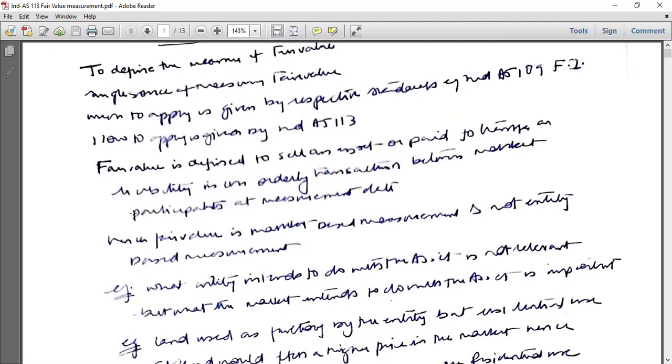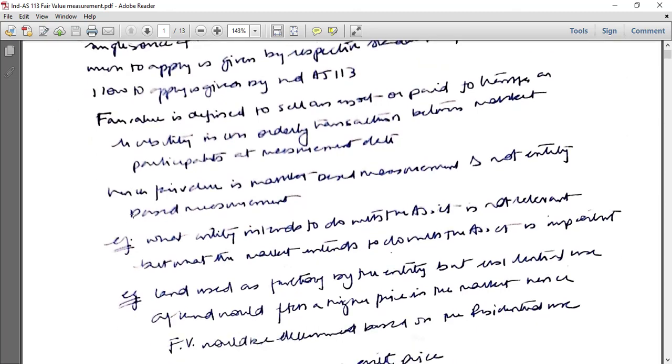Today we'll discuss Ind AS 113, that is fair value measurement. To define the measure of fair value, it is a single source of measurement, fair value, which applies to given respective standards. Fair value is defined as the price to sell an asset or paid to transfer a liability in an orderly transaction between market participants at the measurement date.